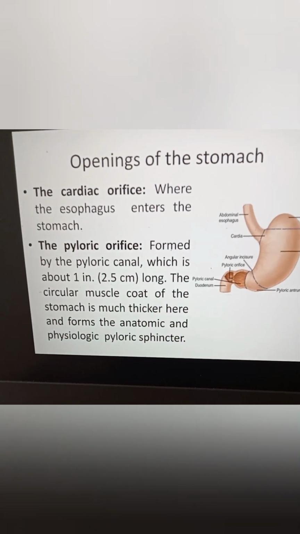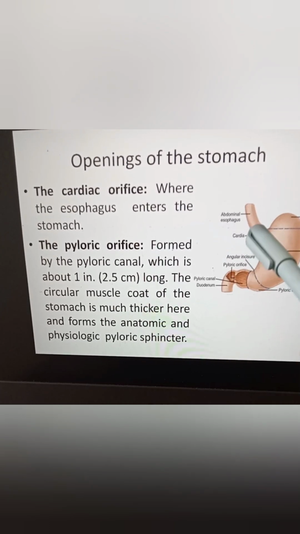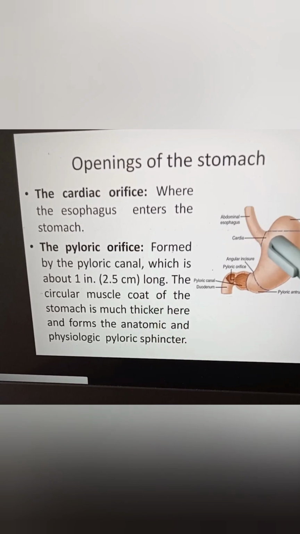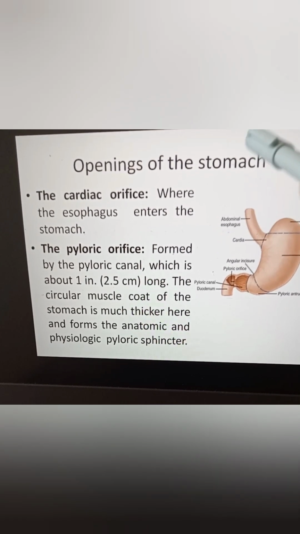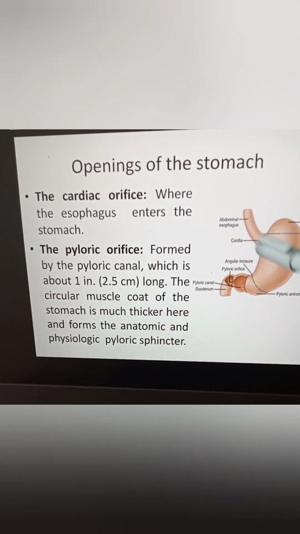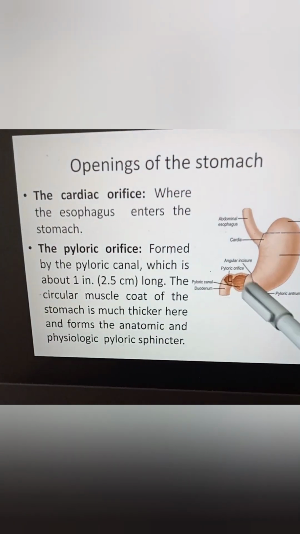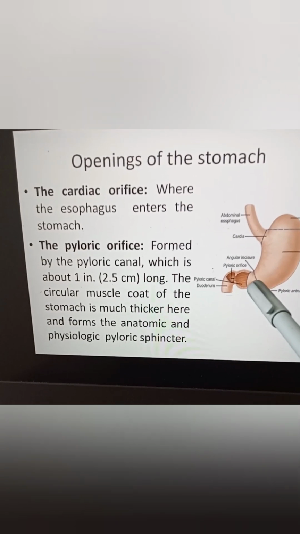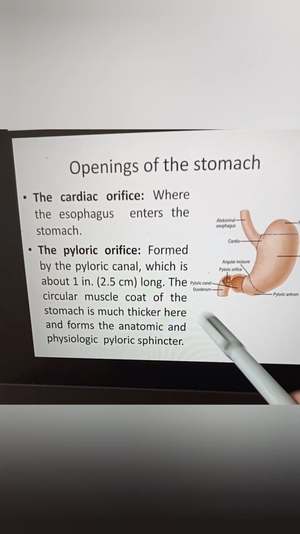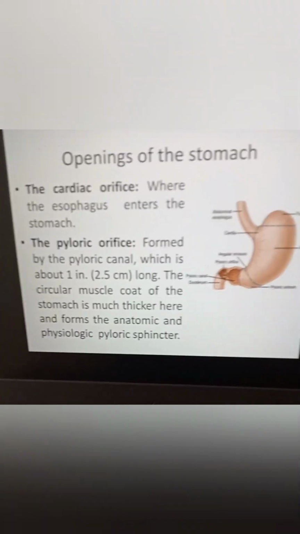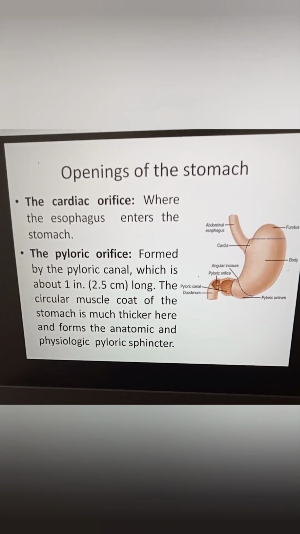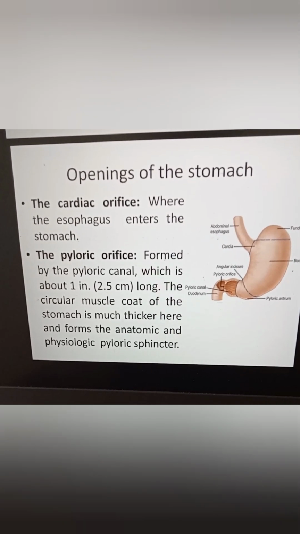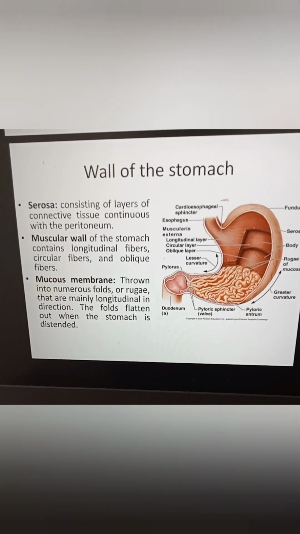What are the openings of the stomach? Already I said two openings are there. One is connected to the esophagus, a long tube-like structure connecting the pharynx to the stomach, allowing the passage of food. The second one is called the pyloric orifice. It is formed between the lower end of the stomach and the small intestine, and is about 1 inch, or 2.5 centimeters, long. The circular muscle coat of the stomach is much thicker here and forms the anatomic pyloric sphincter.